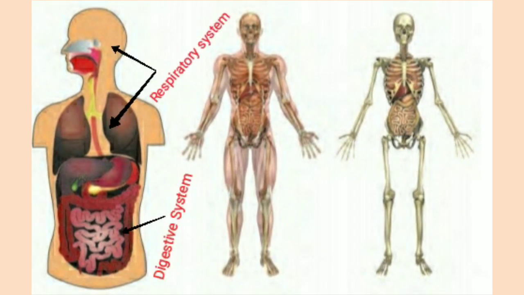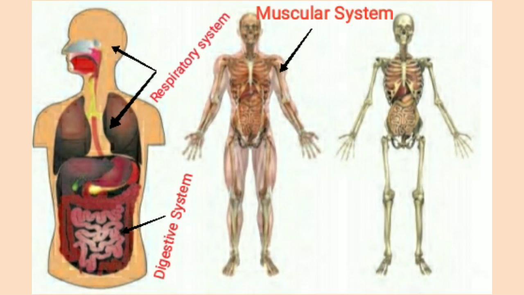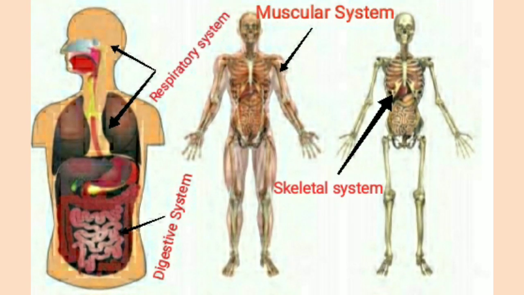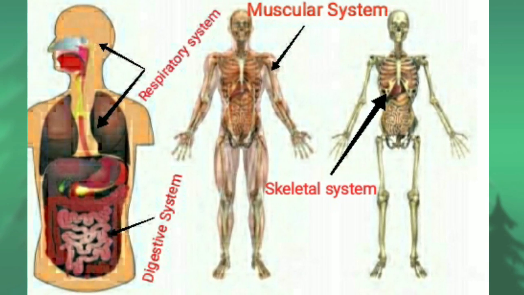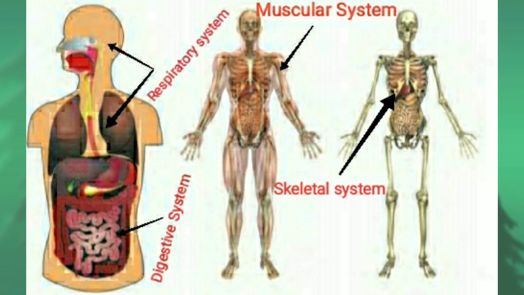respiratory system, digestive system, muscular system, and skeletal system. There are 11 major organ systems in our body. Respiratory system, digestive system, muscular system, skeletal system, etc.